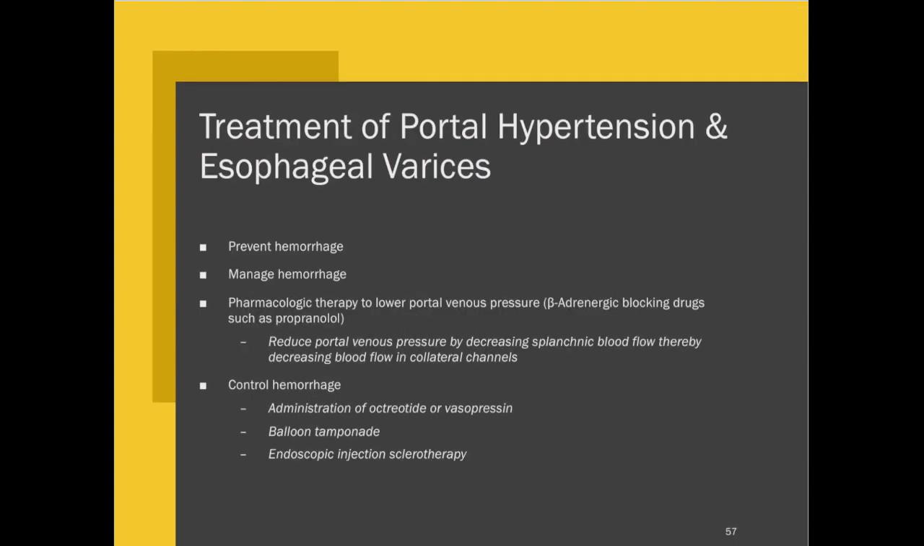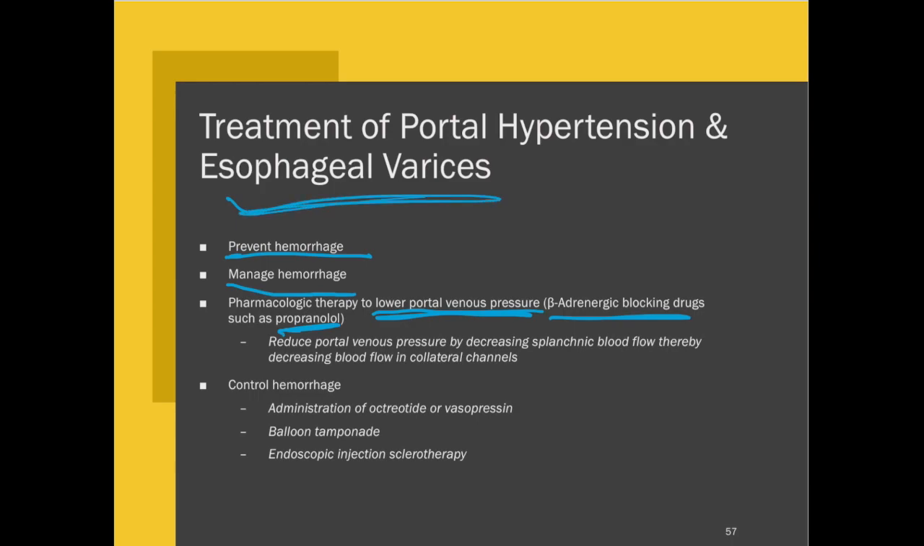How do we treat portal hypertension and esophageal varices? A lot of this has to do with prevention. We want to make sure that we are preventing the chances of a hemorrhage. If a hemorrhage does occur, we need to manage that hemorrhage. Preventing a hemorrhage involves mostly pharmacologic therapy to lower the portal venous pressure, so beta blockers. Propranolol is very, very popular for that. If we can reduce some of that blood pressure in the portal vein, then we're going to reduce the amount of blood that is being shunted up into the esophagus.